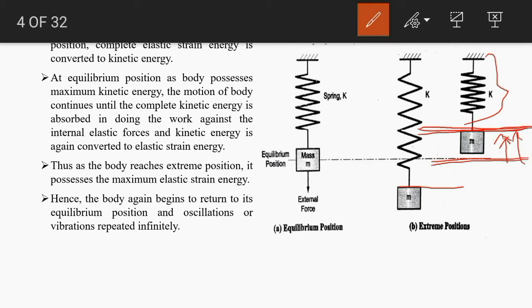Now again strain energy is converted into kinetic energy, and it tends to accelerate the body toward the mean equilibrium condition. So this cycle repeats infinitely. That phenomena is vibration. It is nothing but to and fro motion about this mean equilibrium position, and that is longitudinal vibration for this particular case.